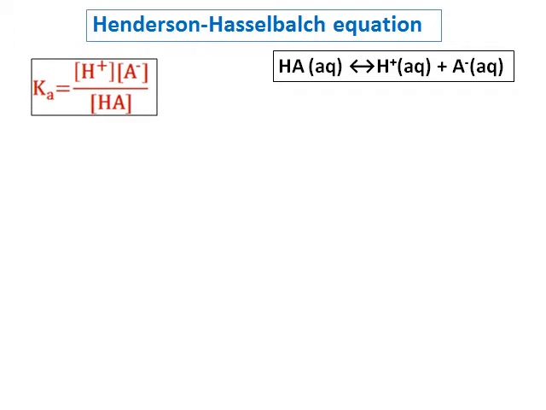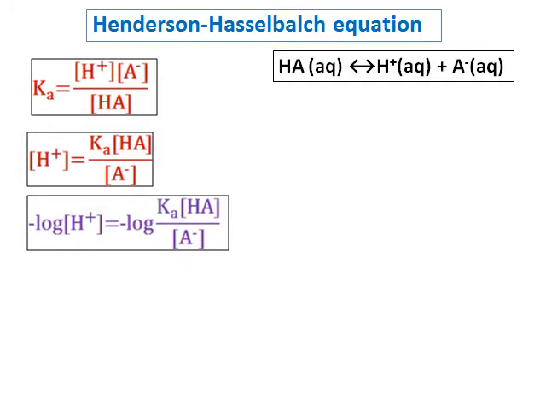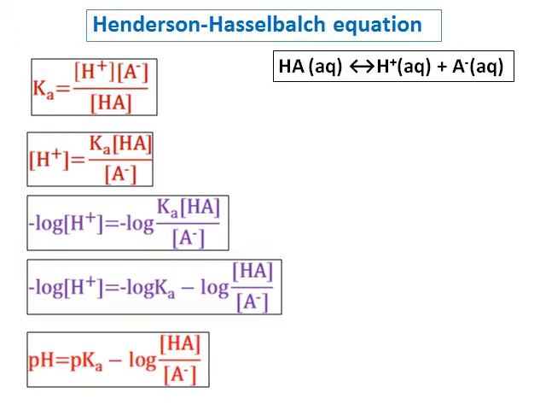As we know, we can write the Ka of that. Ka is written there. Let's rearrange the Ka in terms of hydrogen ions. After I write it in terms of hydrogen ions, I take the negative log on both sides, and I get negative log of the concentration of hydrogen ions equals negative log of Ka times HA divided by A-. If I separate out the equation, I get negative log of hydrogen ions, which I can call pH, and I get negative log Ka, which I can call pKa, minus log of HA over A-.